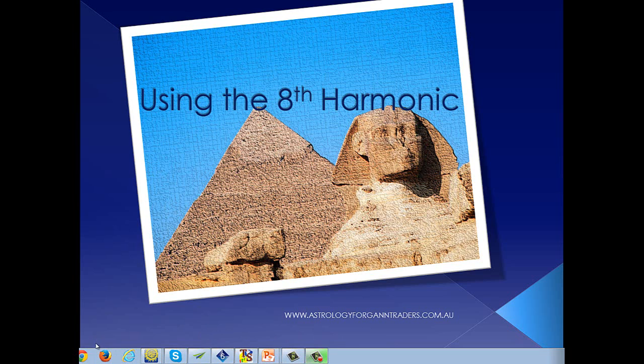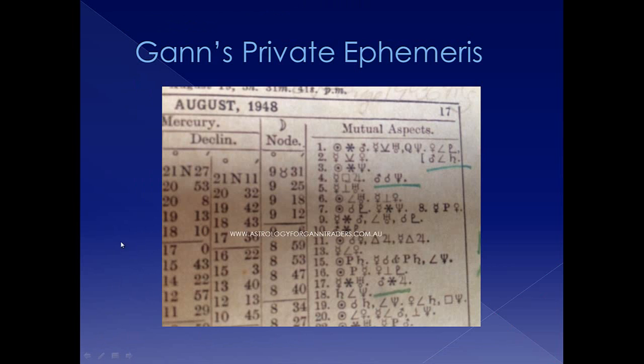So let's get started. Here is a little snippet out of D Gann's private ephemeris, and you can see this is for August 1948, and he has underlined some aspects for that month with a green pen. Now the first two up the top here, for the 1st of August, you can see that's Venus semi-square, that's 45 degrees, Pluto, and Mars is also semi-square Saturn.